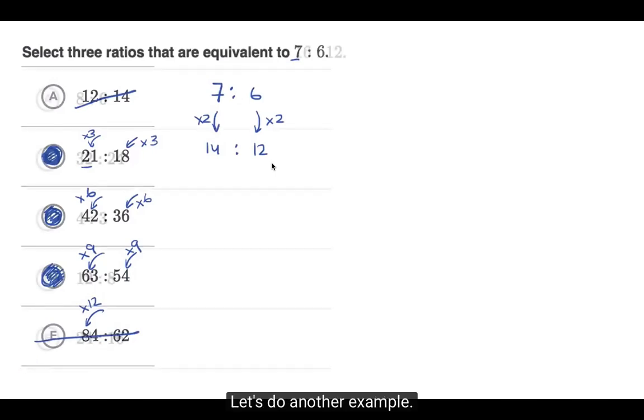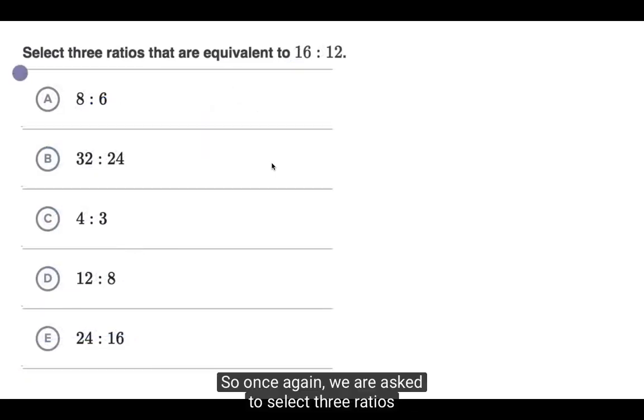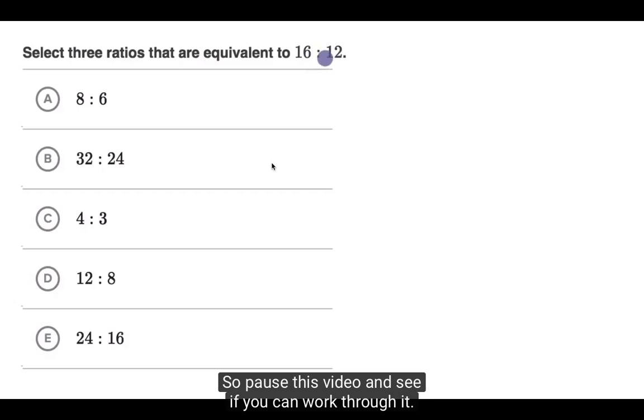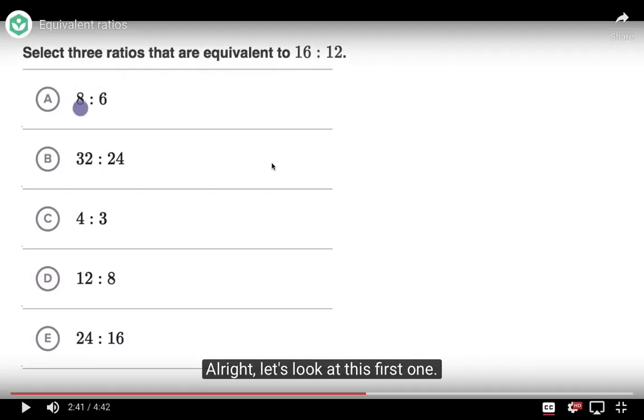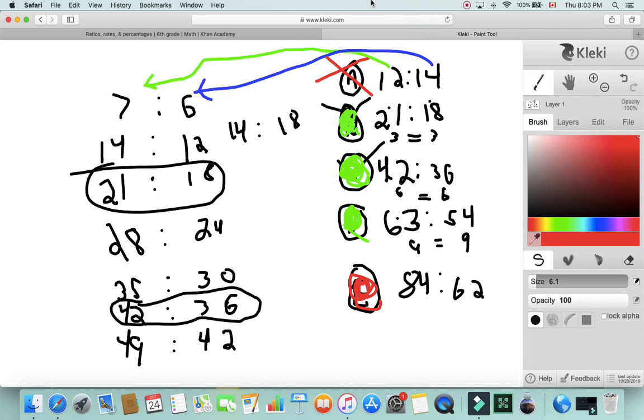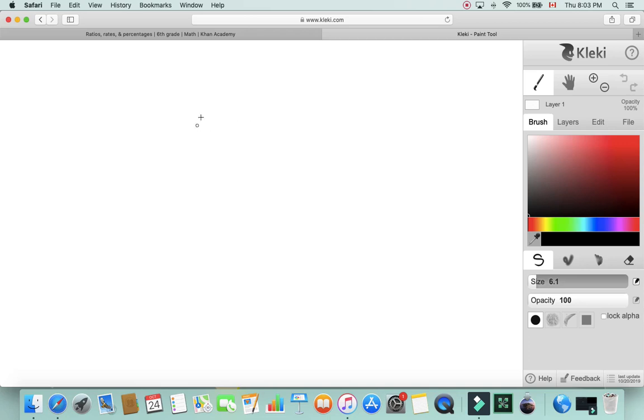Let's do another example. So once again, we are asked to select three ratios that are equivalent to 16 to 12. So pause this video and see if you can work through it. All right, let's look at this. Okay, so it's another one. It's the same thing like we did over here, okay? So this time, I'll go super fast, so you can re-watch the first one I did, but this one, I'm going to be going very fast, okay?